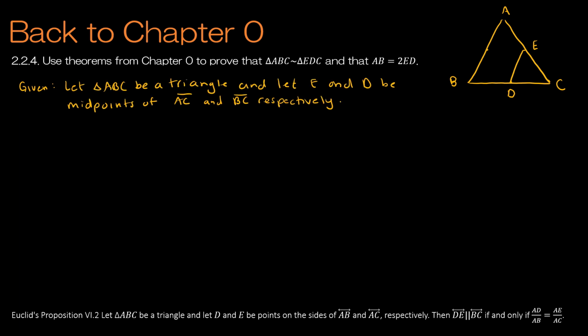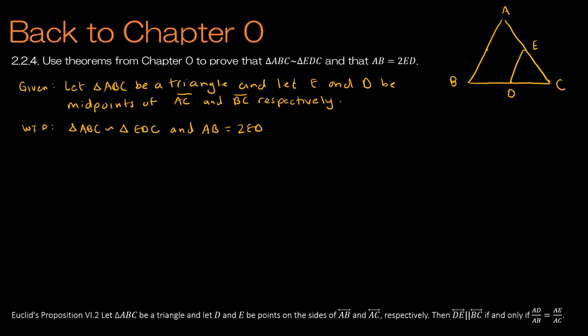What am I trying to prove? I am trying to prove two things. First of all, that the triangles are similar, ABC is similar to EDC, and that AB is equal to 2ED.